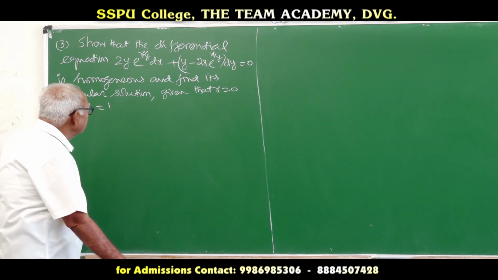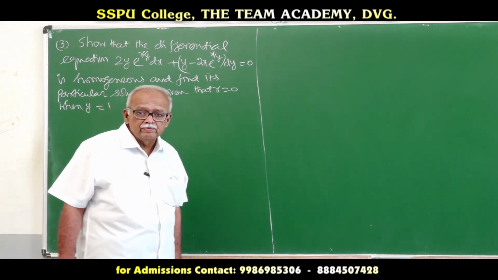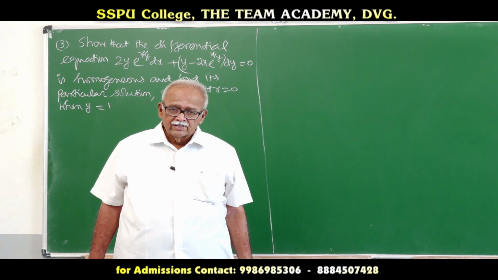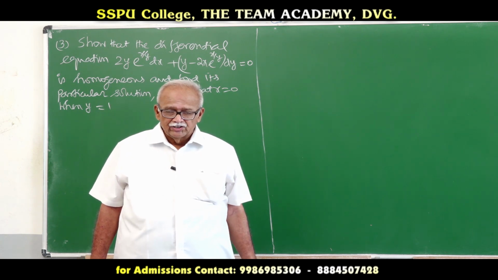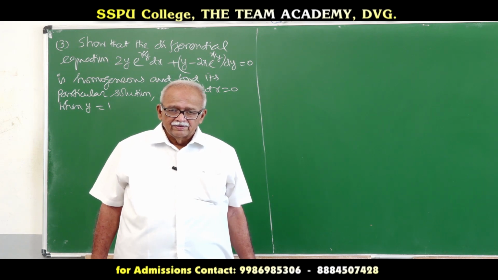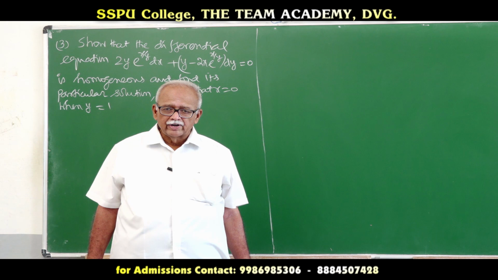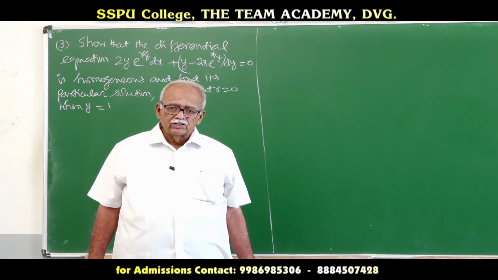You can see here x by y. In the previous problem, y by x was there. Now it is x by y. So, we have to change the substitution. This is a differential equation of the form h of x by y. You can see homogeneous functions. I have defined 2 types of definitions: one is f of x, y is equal to x power n into g of y by x, or y power n into h of x by y.